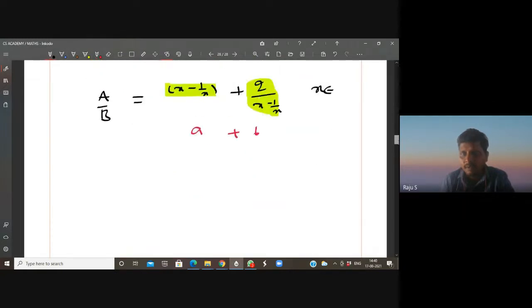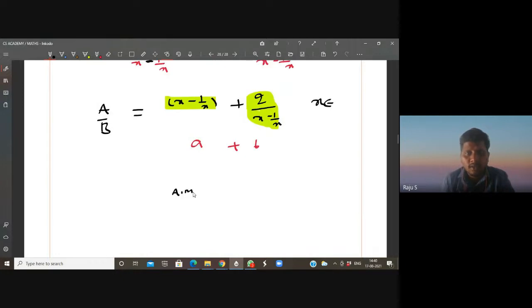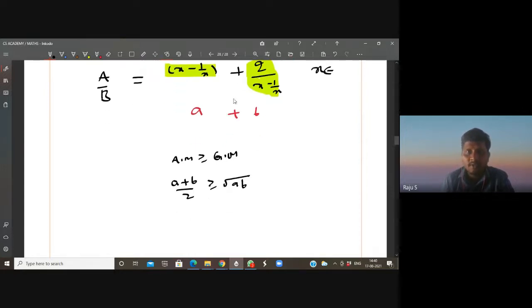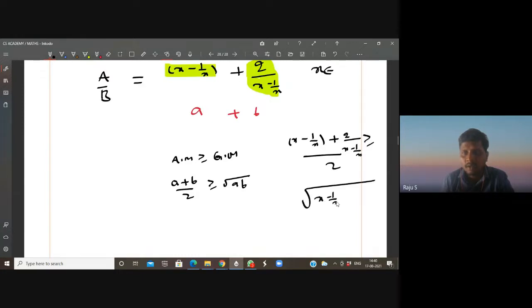And I consider, since we know that arithmetic mean is greater than or equal to geometric mean, when I take two numbers a, b, then a plus b by 2 is greater than or equal to root ab, always. If I consider this like this, shall I multiply these two? Shall I use this condition? So x minus 1 by x plus 2 by x minus 1 by x, all divided by 2, is greater than or equal to root over x minus 1 by x into 2 by x minus 1 by x.